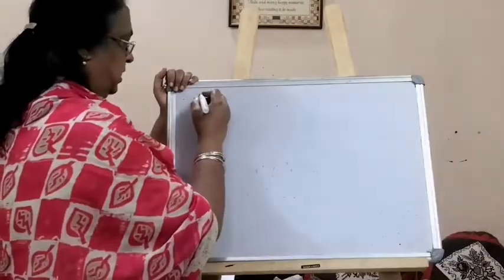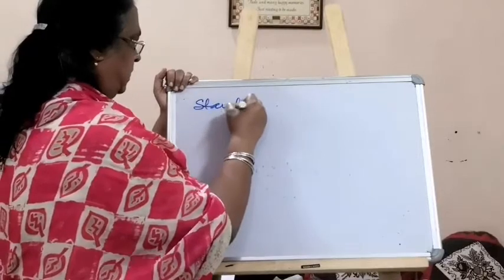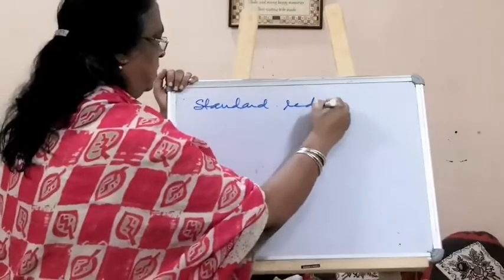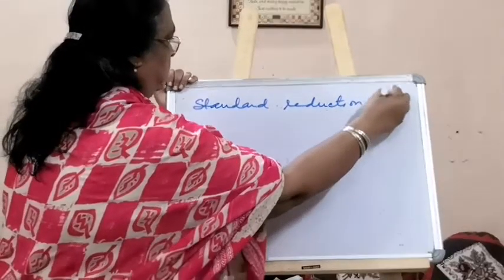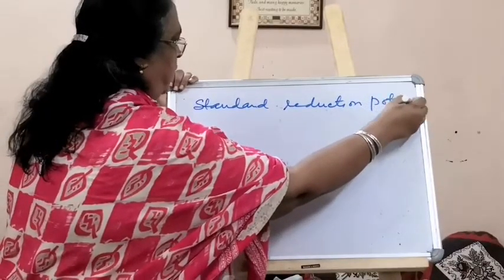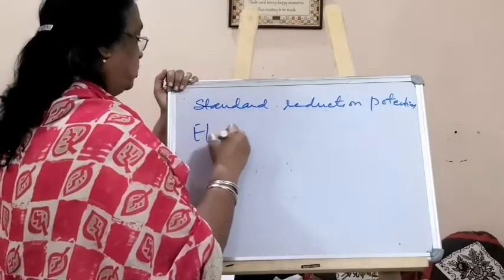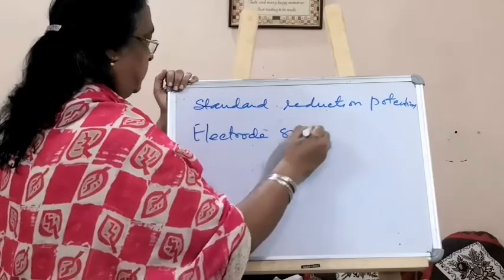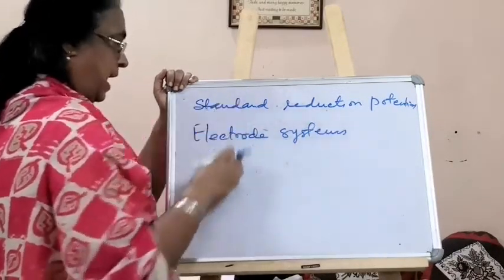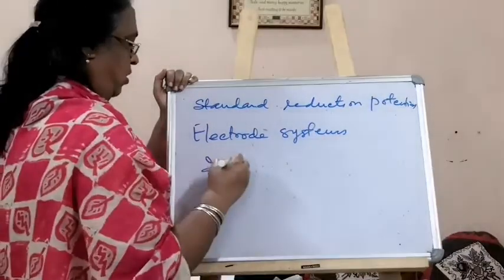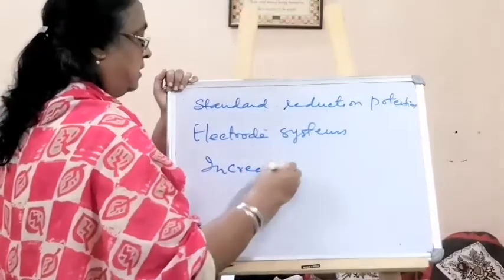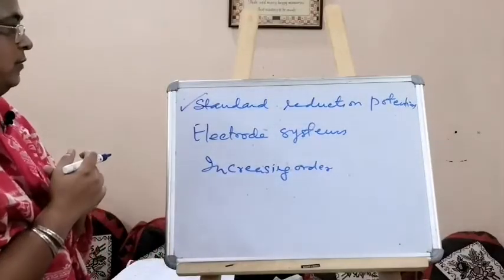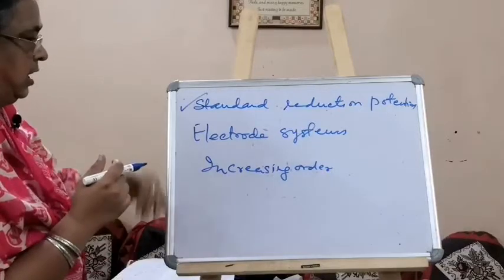I am mentioning again and again that it is a standard electrode or a standard reduction potential. This standard reduction potential is found out for different electrode systems, and this is arranged in increasing order. What is arranged in increasing order? The magnitude, the value of the standard reduction potential, in increasing order.